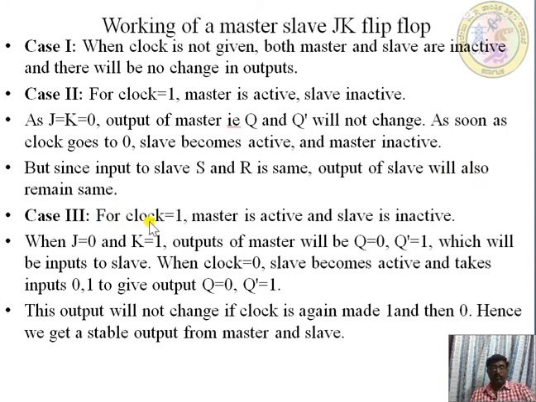So case 3, for clock is equal to 1, master is active and slave is inactive. When J is equal to 0 and K is equal to 1, output of master will be what? Q is equal to 0 and Q dash is equal to 1, which will be inputs to the slave. When clock is equal to 0, the slave becomes active and takes the input to give the output, Q is equal to 0 and Q bar is equal to 1.